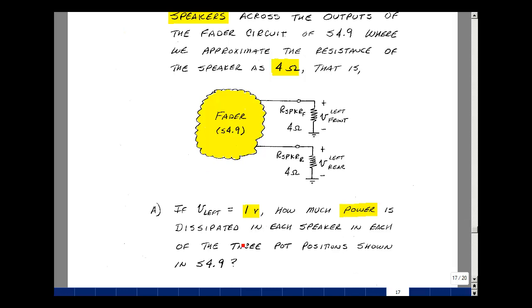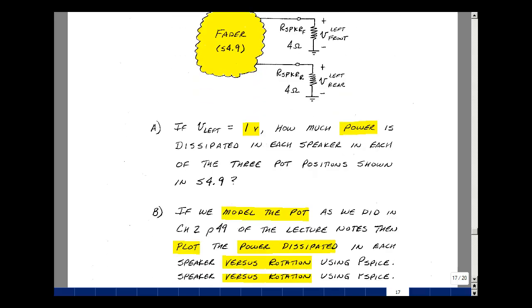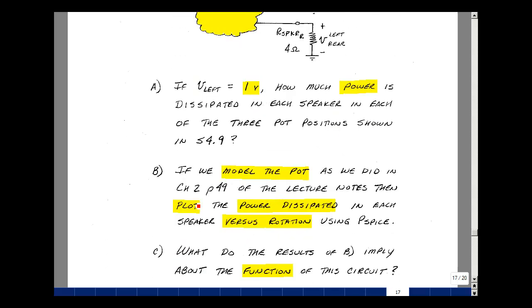How much power is dissipated in each speaker in each of the 3 pot positions that we selected in supplemental problem 4.9? If we model the pot as we did in Chapter 2, page 49 of lecture notes, then let's plot the power dissipated in each speaker versus rotation using the PSpice program. And lastly, what do the results of B imply about the function of this circuit?